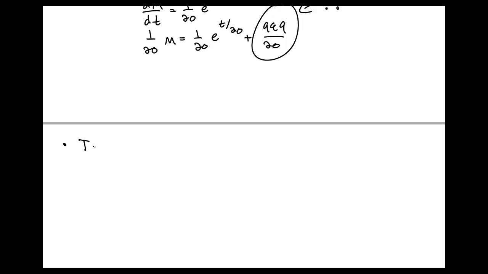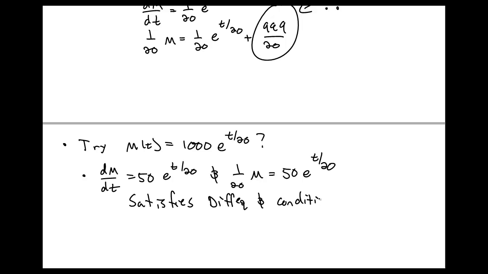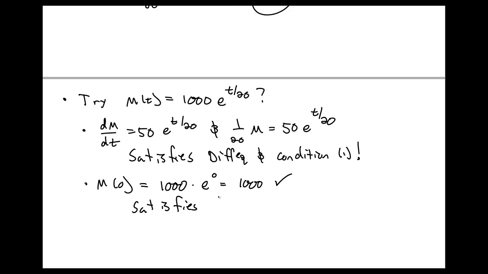Okay, so let's try something new. Let's try m is 1,000 e to the t over 20. So first let's check that it solves the differential equation. And indeed it does. Both sides give me 50 e to the t over 20. So that's good. It satisfies condition 1. Okay, how about the initial condition? Well, at t equal to 0, I get 1,000, which is my initial condition. So this also satisfies my initial condition.